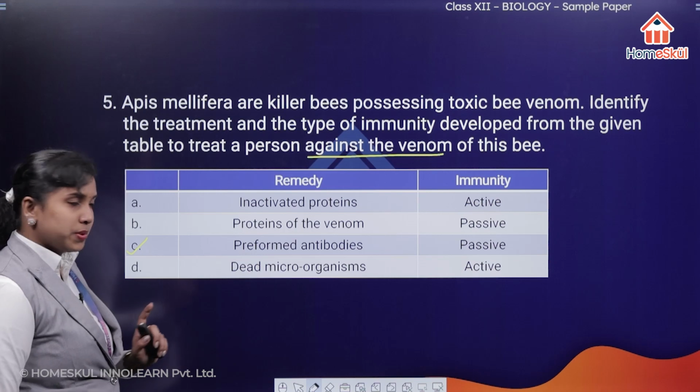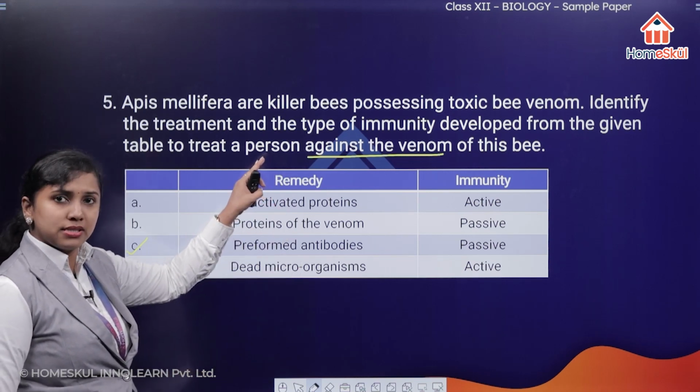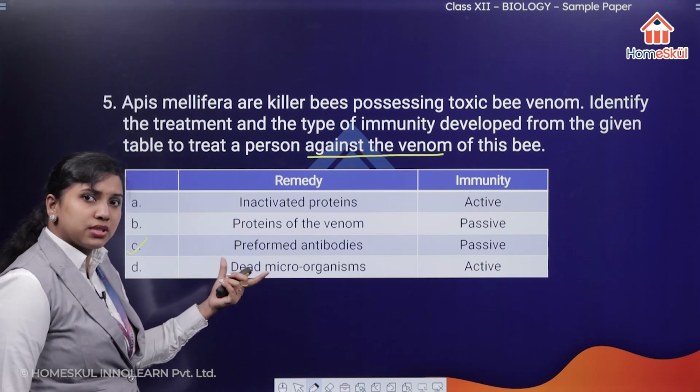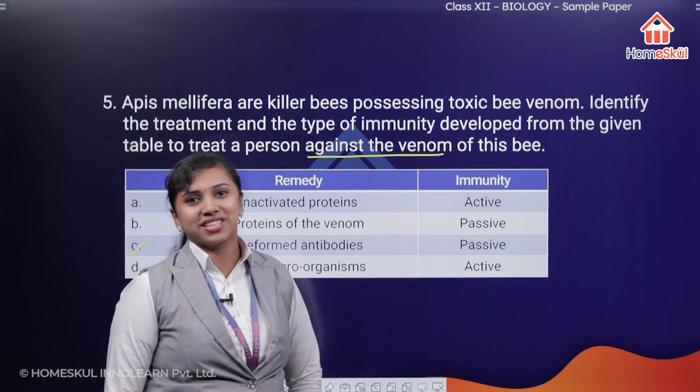So, the last option is dead microorganisms. It is of no use. It is not applicable in such a situation. So, we are going for option C only, where we will be using preformed antibodies which give us passive immunity.